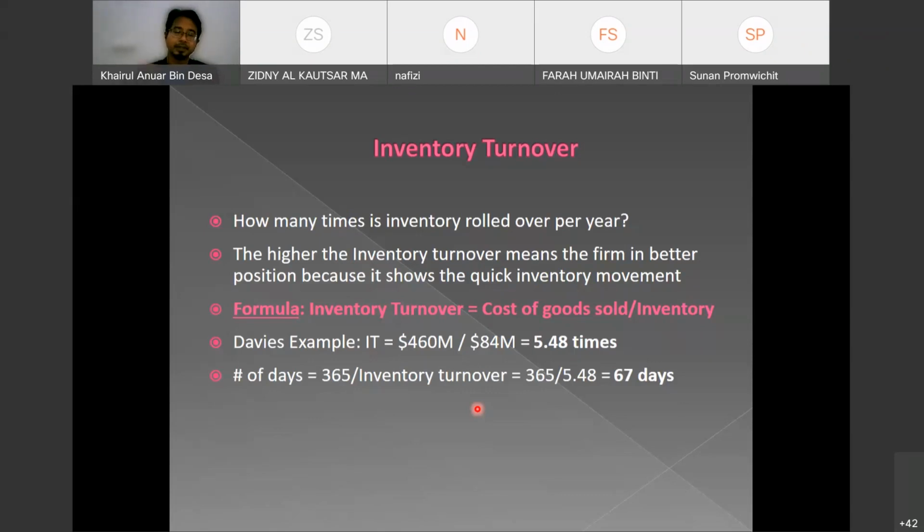Okay, the more sales go out, inventory comes in, sell, inventory comes in, sell. The more rounds of that, what we call turnover, the better. The higher the inventory turnover, it means the firm is better positioned because it shows quick inventory movement. Just now you saw in the current ratio, we also measure the inventory, how fast inventory moves. And the formula is inventory turnover, cost of goods sold over inventory.